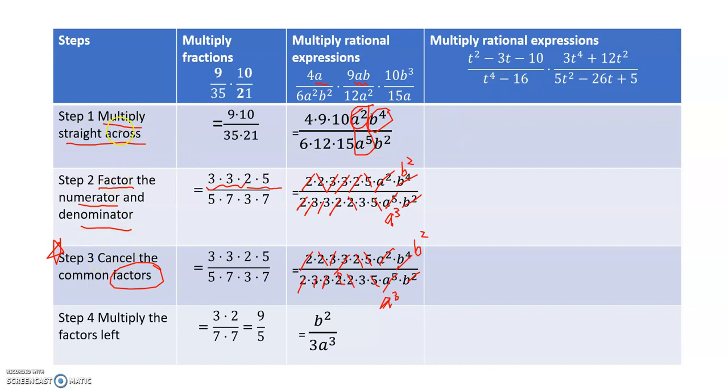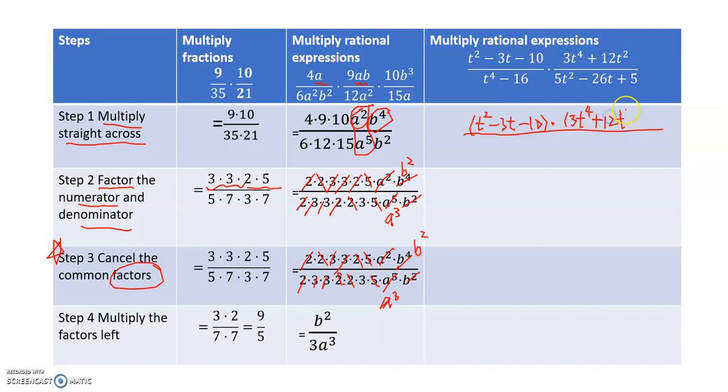So the first step is still to multiply straight across. And this step may be omitted if you just leave them as they are and go ahead and factor each of them. But I'm going to go ahead and put the top times top. This is the first top times the second top.